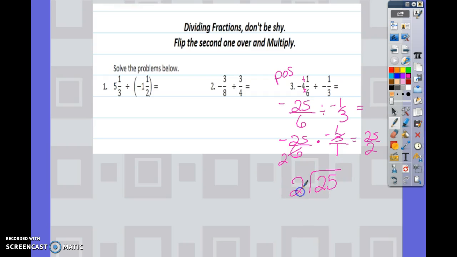25 divided by 2. 2 goes into 2 once. 1 times 2 is 2. Subtract and get a 0. Bring down the 5. 2 goes into 5 twice. 2 times 2 is 4. Subtract and get a remainder of 1. And remember, we're going to bring our numerator up. Our remainder is going to come up and become our numerator. And we get 12.5. And it is positive.